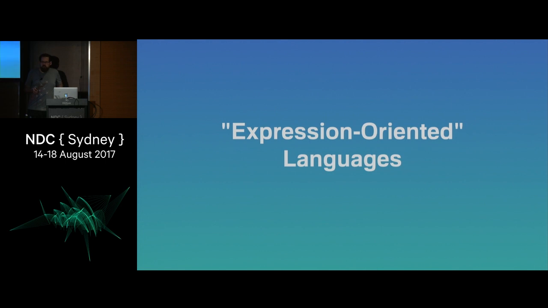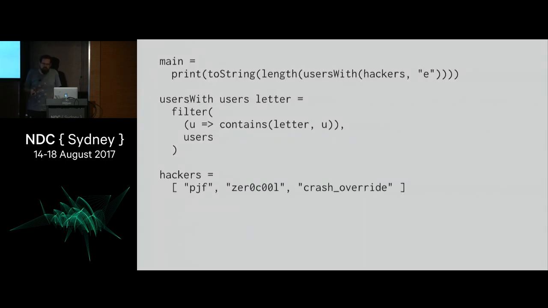I'm going to blaze through this one because I don't really want to go into much detail, but we've got main is a function. This is sort of pseudo-Haskell. But we've got main that's a value which is made up of a bunch of expressions. We've got users with, which is a function that takes a couple of arguments. We've got hackers, which is sort of effectively a constant. And so it's an expression, so we can simplify it.